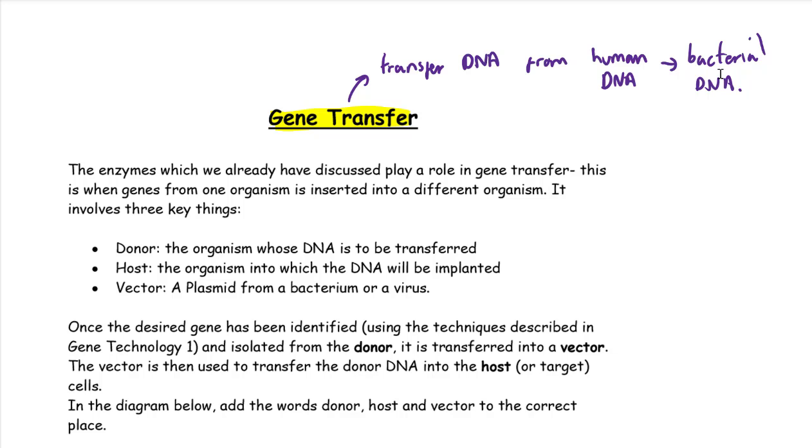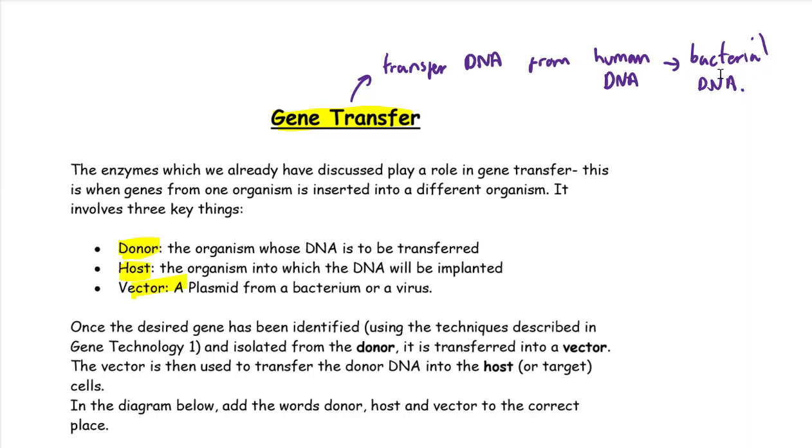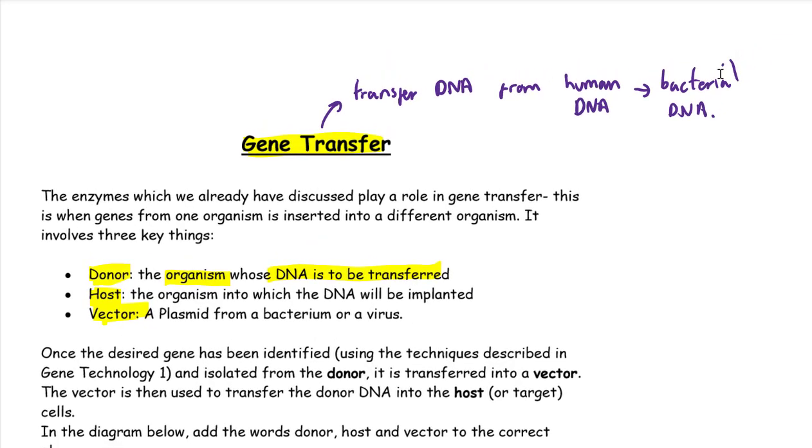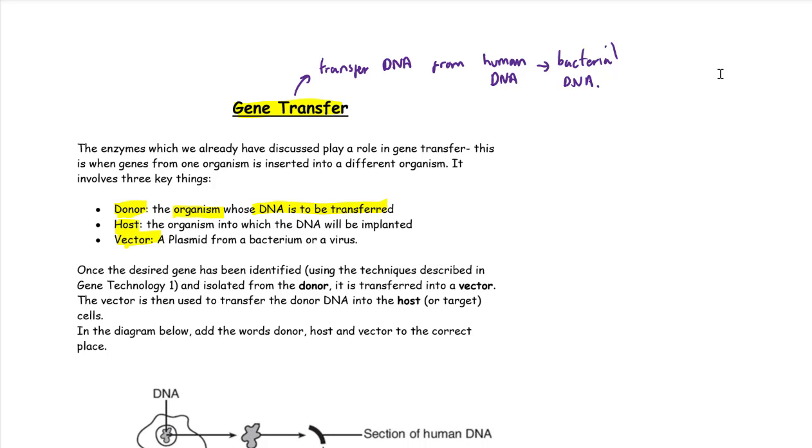So, a couple of key words in this that we're going to use: donor, host, and vector. Okay? Now, we still use all of these enzymes and all that sort of stuff, but these are some key words, right? So, the donor is the organism whose DNA is to be transferred. So, in the genetic engineering and the production of insulin, the donor would be the human. The host is the organism into which the DNA will be implanted. So in this case, it's going to be the bacteria. And then we've got a vector, and the vector is a plasmid from a bacterium or virus.